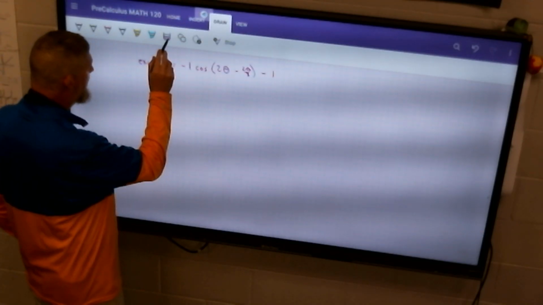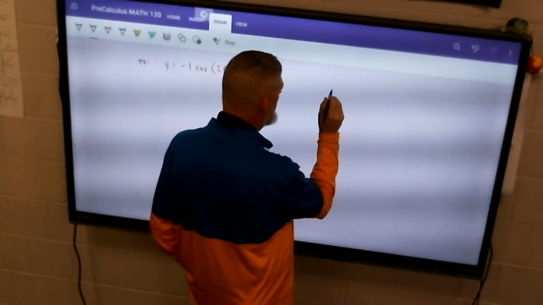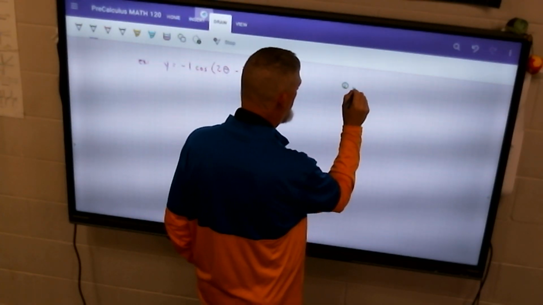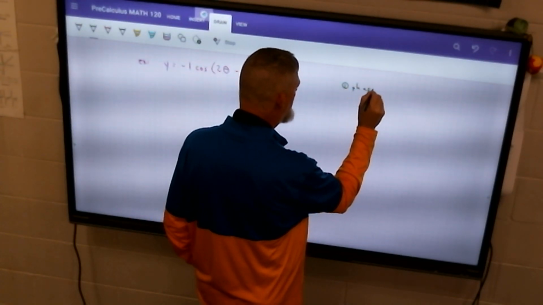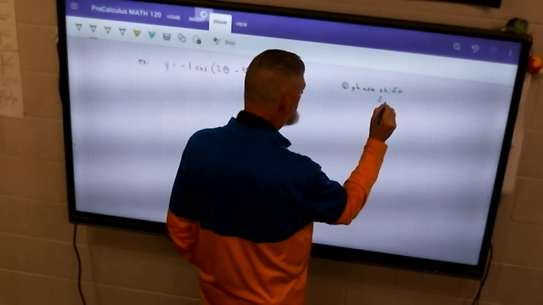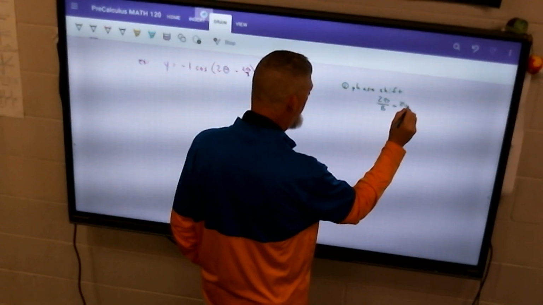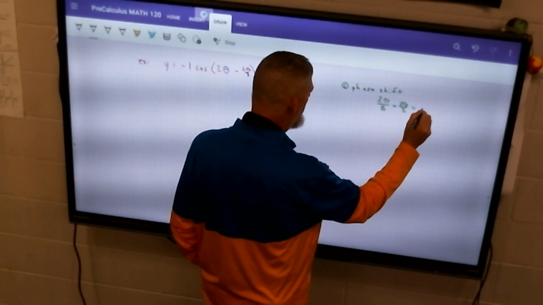Alright, so let's go ahead. When we did these, I didn't do the graph first. We came over here and we did the phase shift first, correct? Okay. So my phase shift. How do I find the phase shift? 2 pi over b, which is 2. So 2 pi over 2, which is going to be equal to.